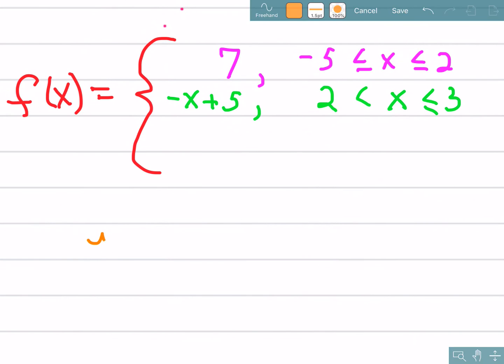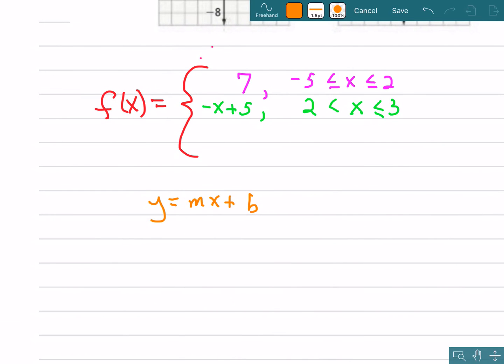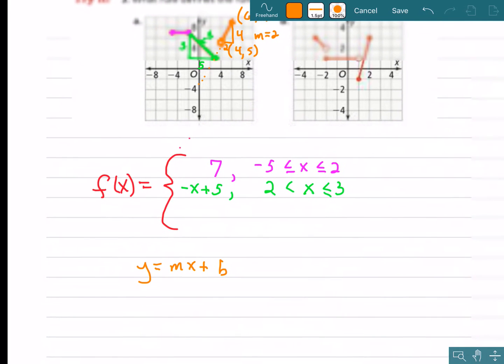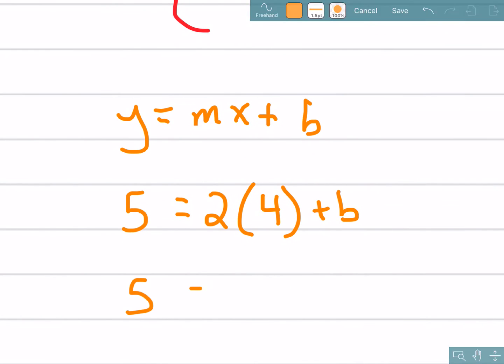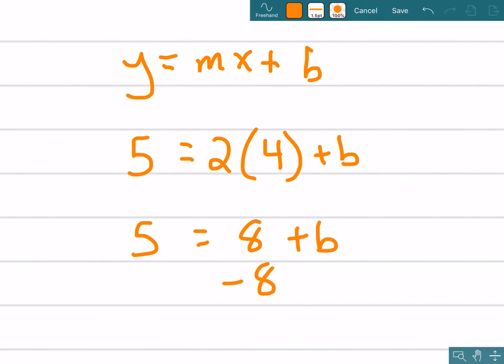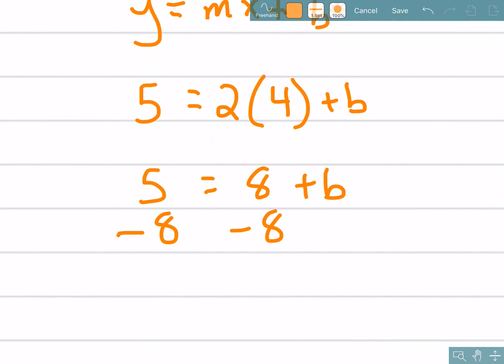So I know here that y equals mx plus b. I know the slope is 2. I'm just going to pick one of my other points there. So I'm going to use the point 4, 5. So I plug 5 in for y equals 2 times x, which was 4, plus b. I get 5 equals 8 plus b. I subtract 8 from each side, and I can verify that b was in fact -3.